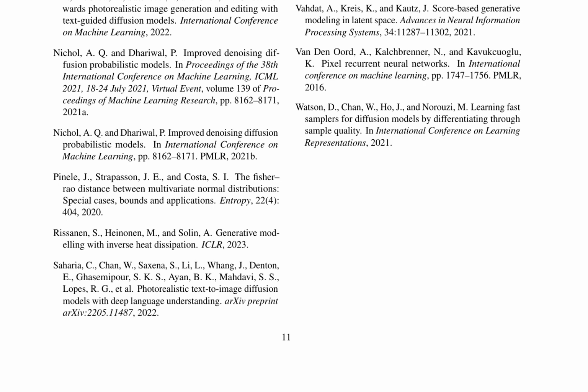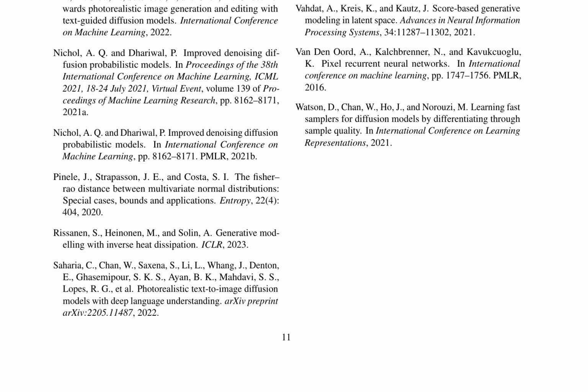Nichol et al.'s GLIDE, a text-guided diffusion model for photorealistic image generation and editing, has demonstrated the potential of diffusion models for real-world applications. Additionally, Rissanen et al.'s generative modeling with inverse heat dissipation and Saharia et al.'s photorealistic text-to-image diffusion models with deep language understanding have expanded the scope of diffusion-based image generation. These cumulative efforts have established shortest path diffusion as a powerful tool for image generation, with ongoing research pushing the boundaries of this technology.